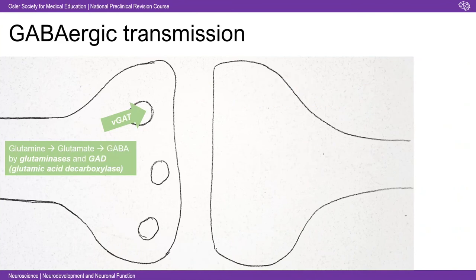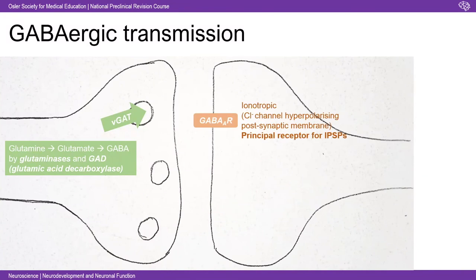In terms of GABA, also synthesized from the amino acid glutamine, with this extra enzyme glutamic acid decarboxylase involved. The vesicular GABA transporter is responsible for loading it up into your presynaptic vesicles, and you get two types of receptor here. The GABA-A receptors, which are ionotropic chloride channels. So when these channels open, you get an influx of chloride into the cell, and that hyperpolarizes the cell membrane and therefore creates an inhibitory postsynaptic potential.